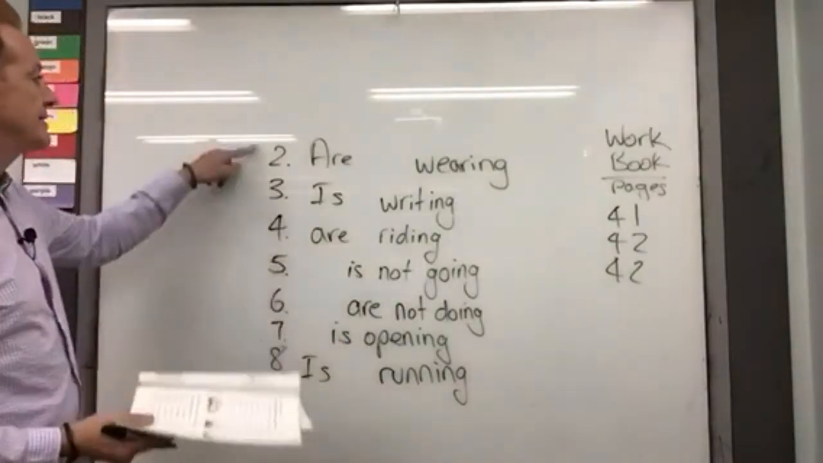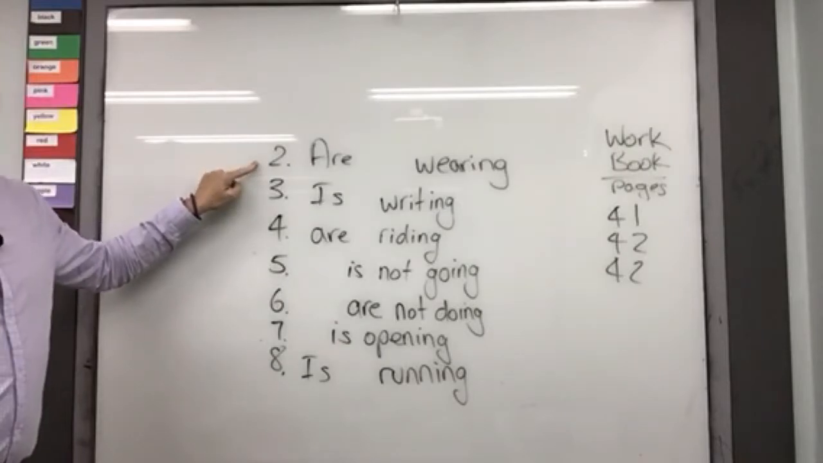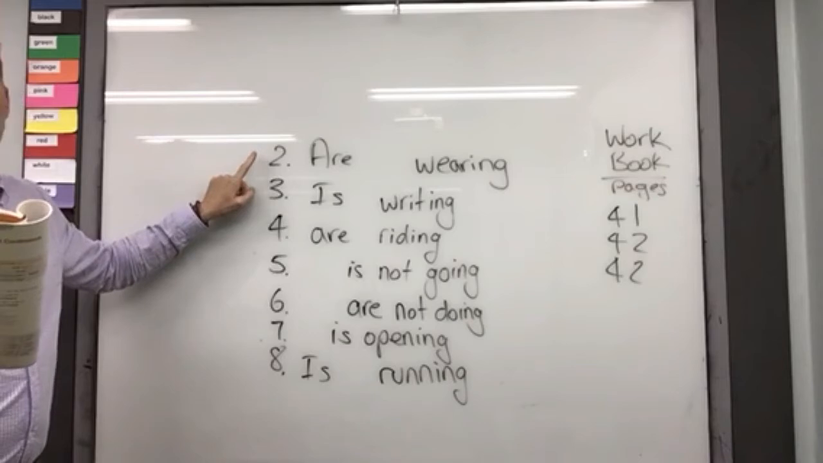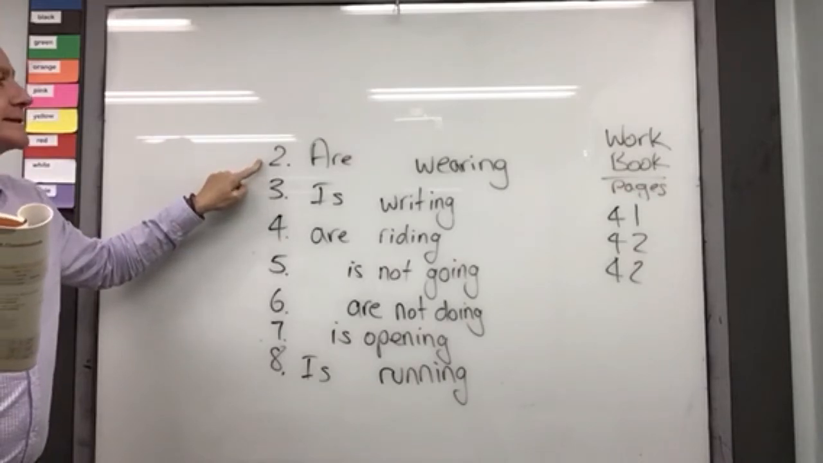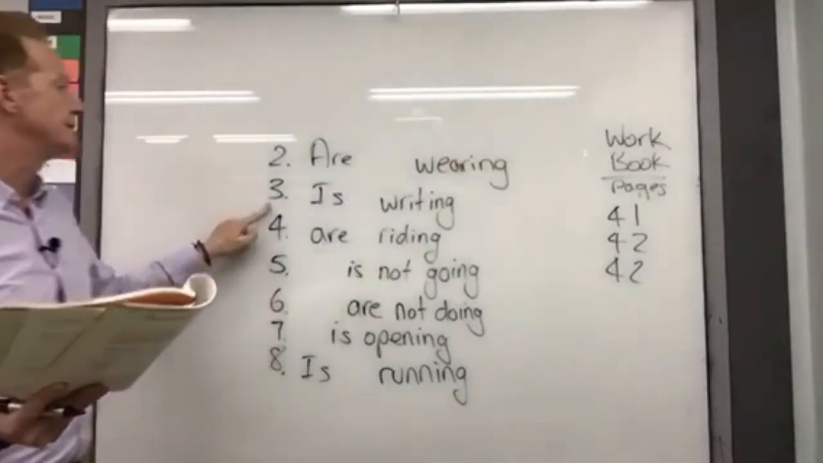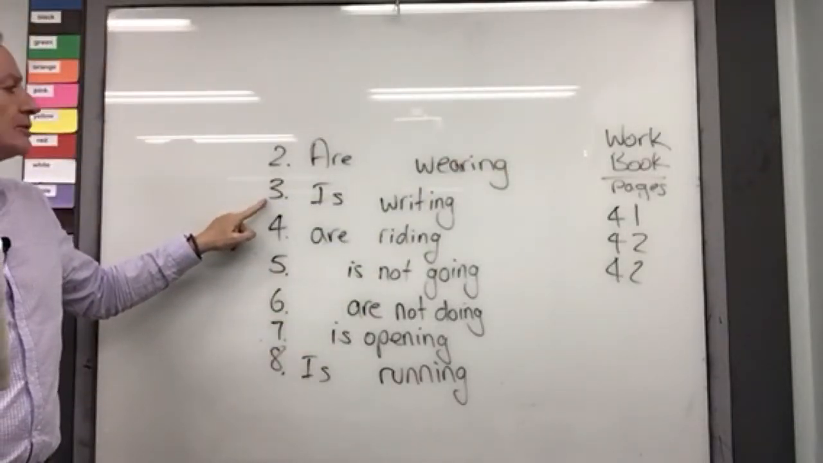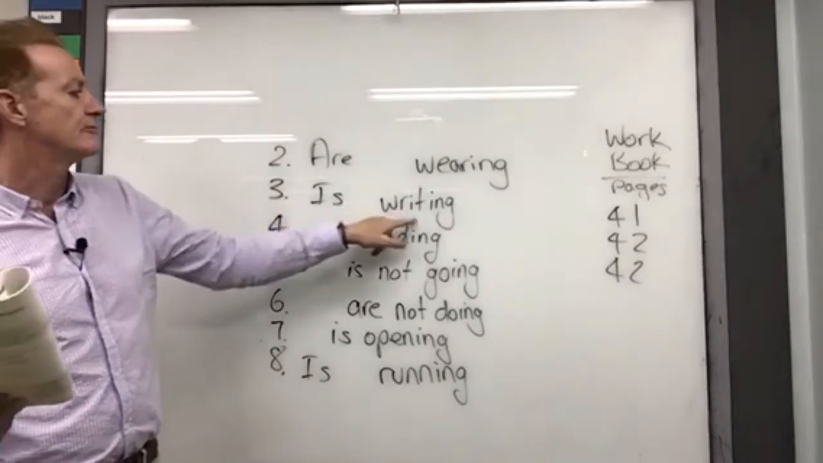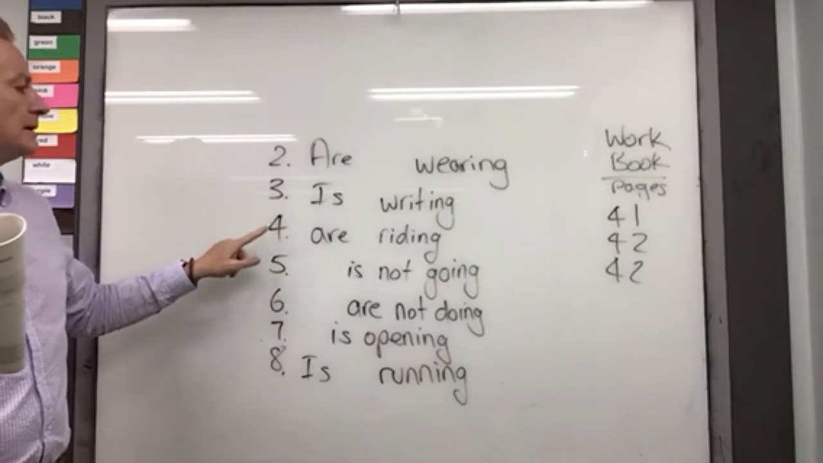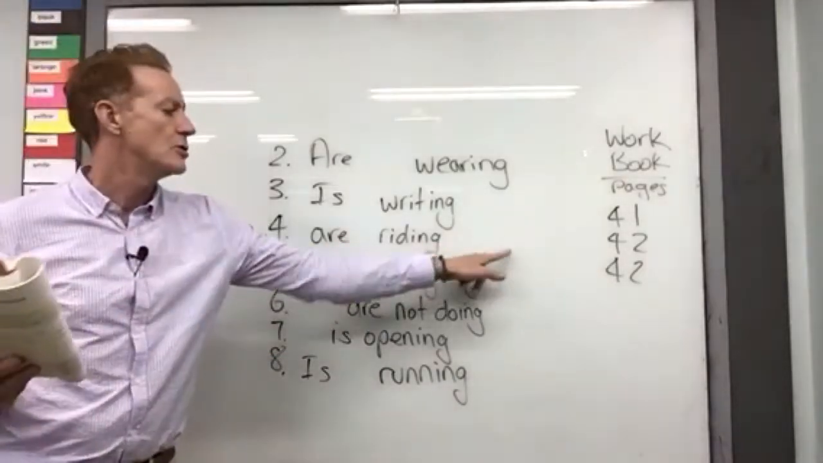Let's just read this quickly again. Number 1, Mike is playing basketball. Number 2, are they wearing sunglasses in the building? Number 3, is she writing a letter to her mom? Number 4, Tom and Bill are riding horses.